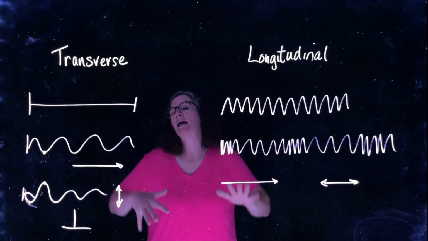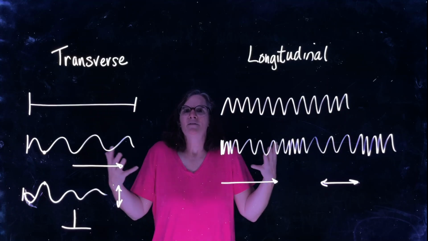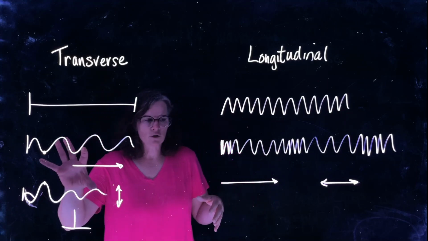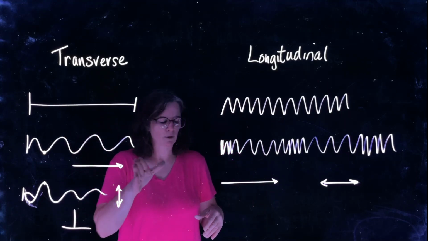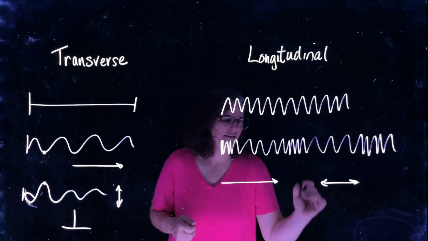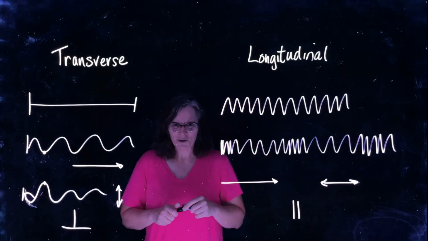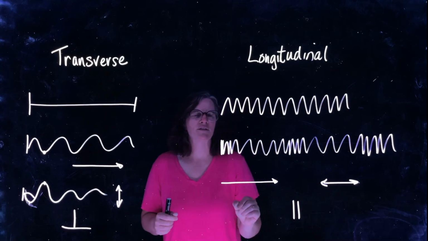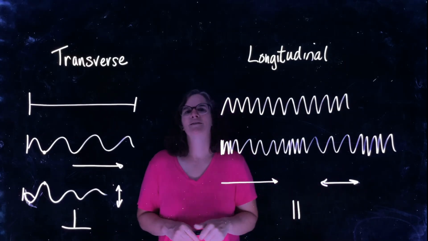So two different types of this periodic motion. Visually, transverse waves: the medium moves perpendicular to the wave motion. Longitudinal waves: the medium moves parallel to the wave motion.